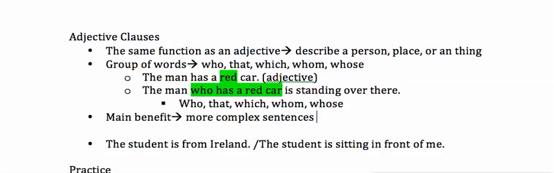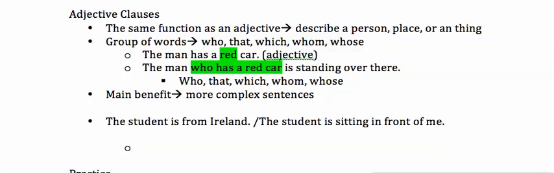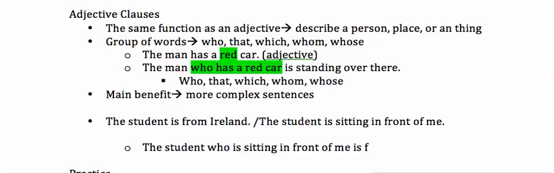So I have this sentence here. The student is from Ireland. The student is sitting in front of me. So how can we combine these two sentences? Oh, and by the way, if you would like, you can push pause and try to do it yourself and then check in. Okay, so the best answer is to combine these two. We can say the student who is sitting in front of me is from Ireland. Good. And the adjective clause here is who is sitting in front of me.